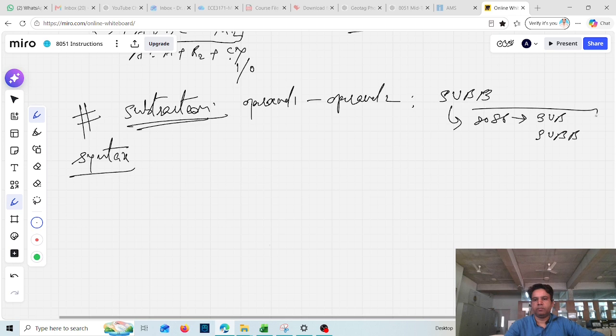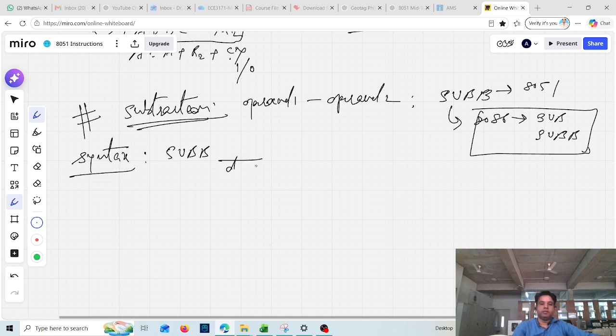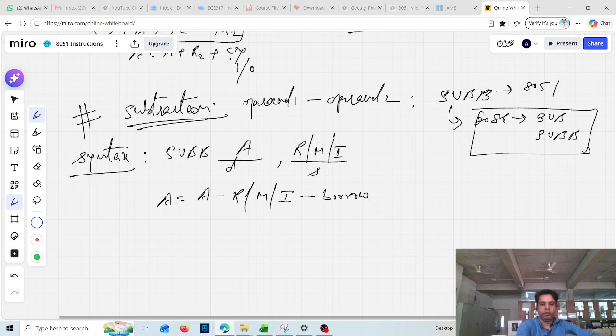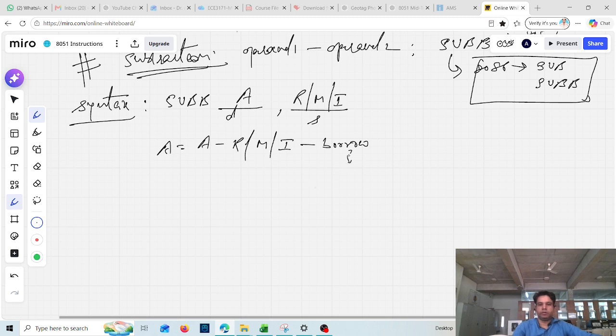But in 8051 we have only one instruction, SUBB. SUBB means subtract with borrow. If any borrow is there, then that is also taken into consideration. If there is no borrow, then a 0 will be considered as the borrow. The syntax is SUBB, destination and source. The destination is again going to be the accumulator register. The source will be any register value, memory address value, or immediate value. The meaning of this one is A equals A minus the register value, memory address value or immediate value, minus borrow. This borrow is either 1 or 0.